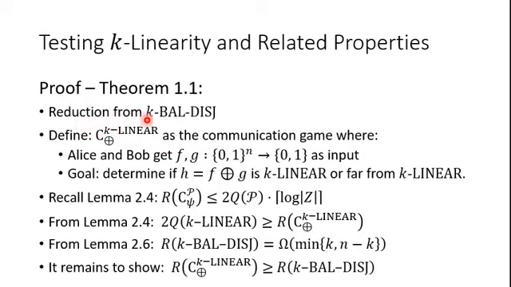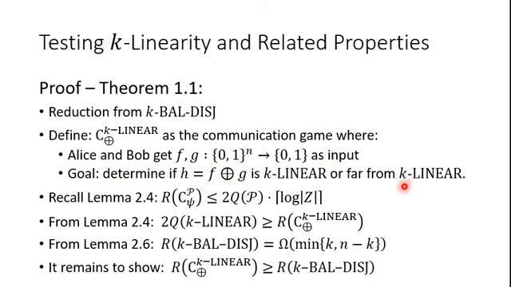So we'll reduce from k-balanced disjoint. We'll define the following communication game with property k-linear and combining operator XOR, where Alice and Bob get f for Alice, and g for Bob, from {0,1}^n to {0,1} as their input. And their goal is to determine if h, which is the XOR of f and g, is k-linear or far from k-linear.